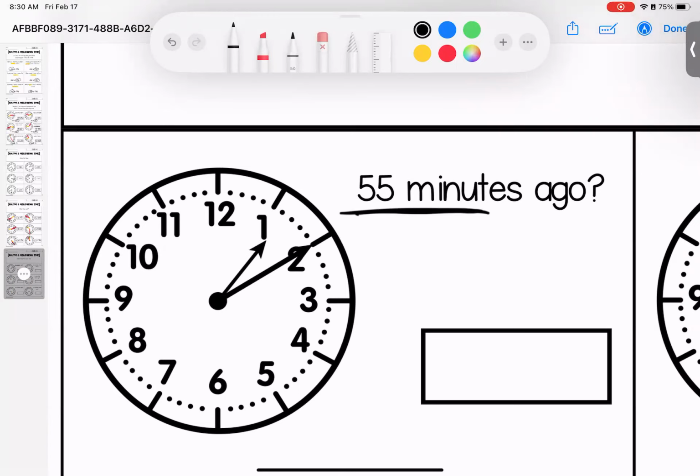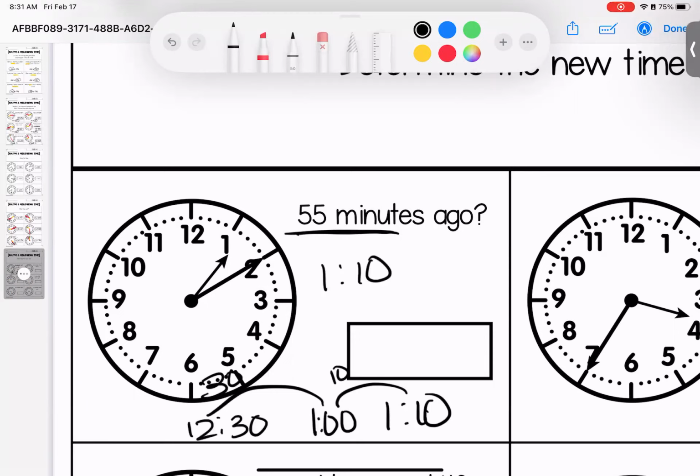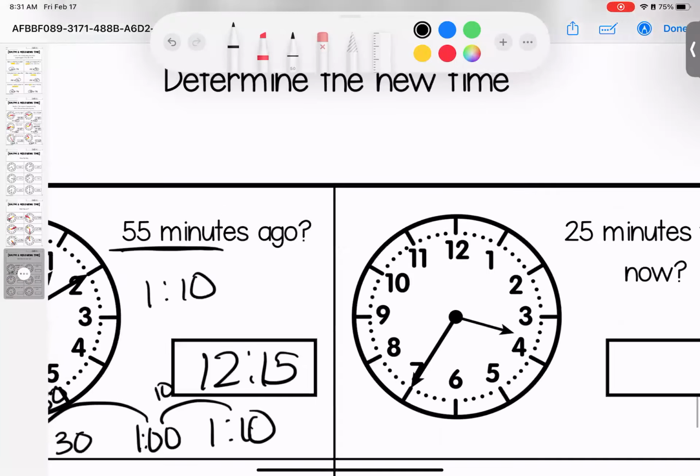If we are at 1:10, and I wanted to know 55 minutes ago, we had some strategies that we learned in class about how to work backwards. So I can start at 1:10 and I can do 10 minutes to get to 1 o'clock. And then I can do another 30 minutes to get to 12:30. That puts me at 40 minutes. I need 15 more minutes, which would get me to 12:15. So 55 minutes ago is 12:15.